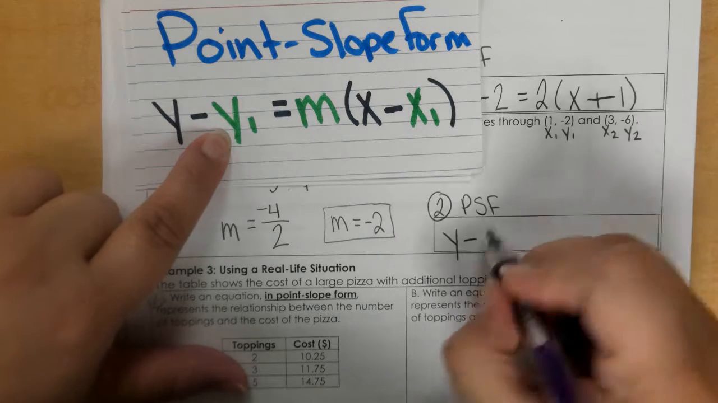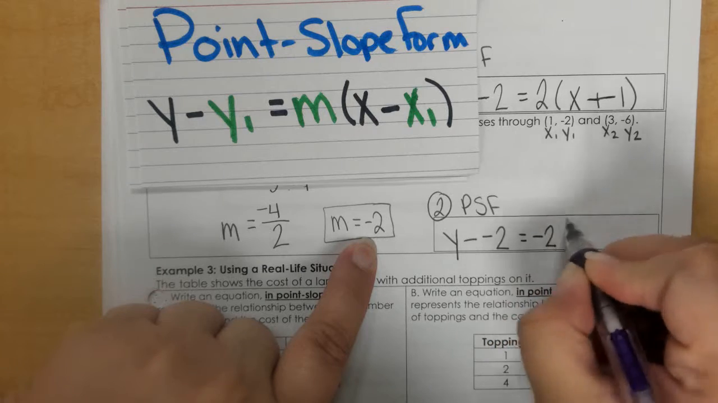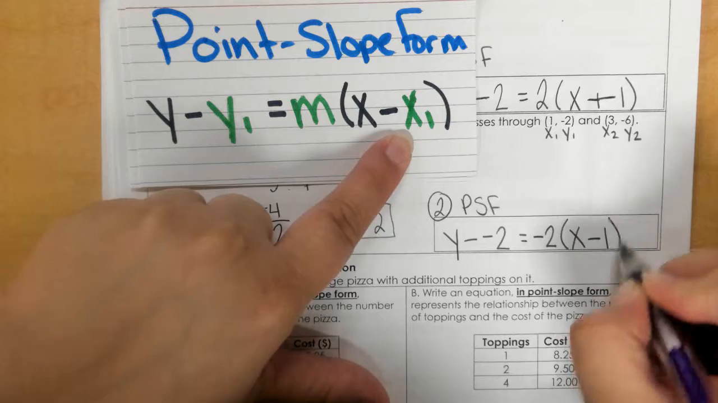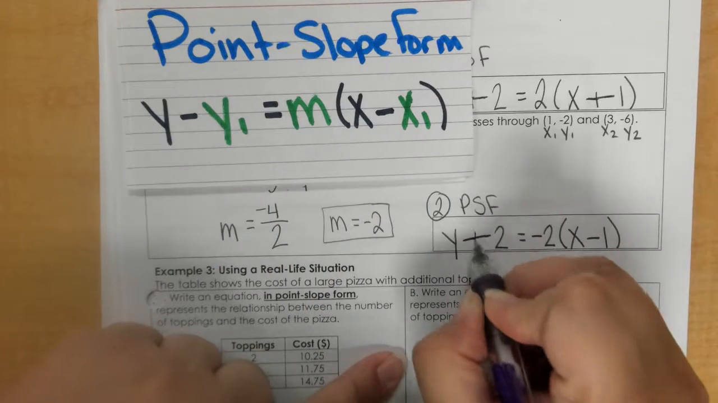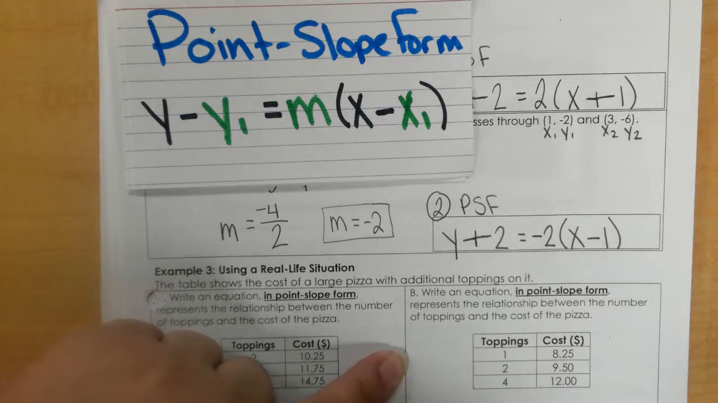Y1 is negative 2. That slope is negative 2. And then x minus x1 is 1. So we can go ahead and change that to a positive. And then that is my final answer for point slope form.